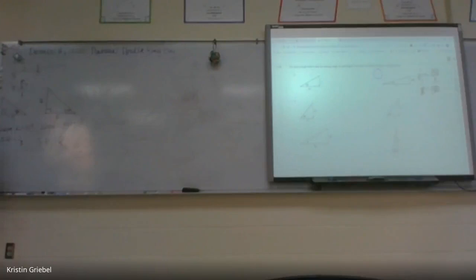So you need to add that to your table. You have to keep this table for a while. So you need to be putting these triangles in your table.